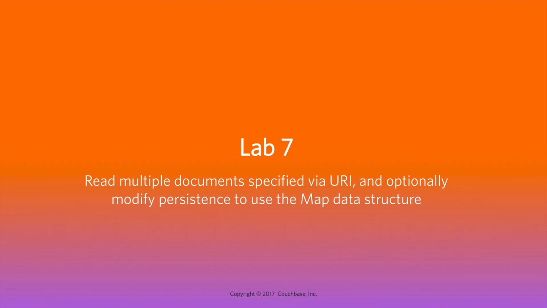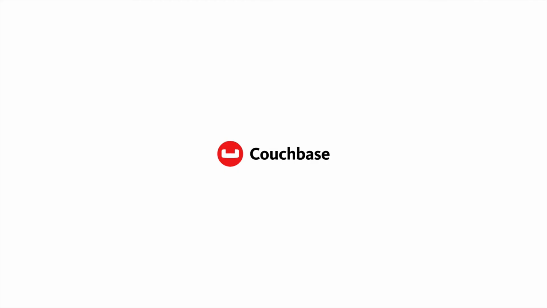In the lab for this lesson, we're going to have you read multiple documents specified via the route, and then optionally modify your persistence to use the map data structure rather than direct document persistence, the way that we've been doing so far. When you're done with that, come on back. There's more to come.